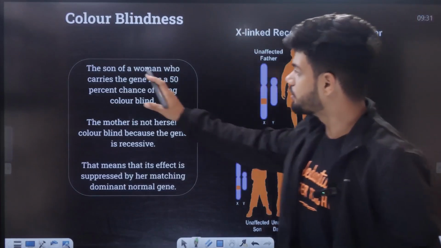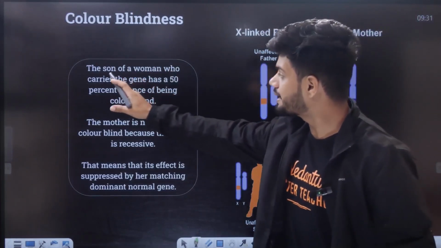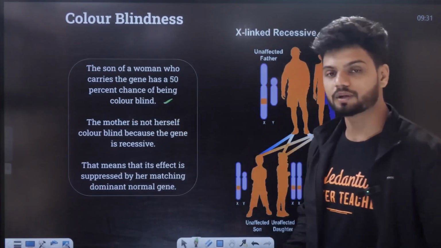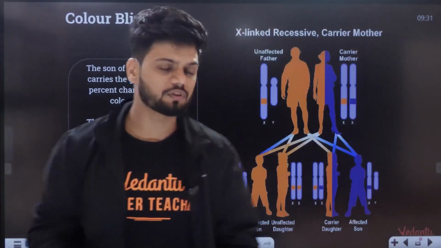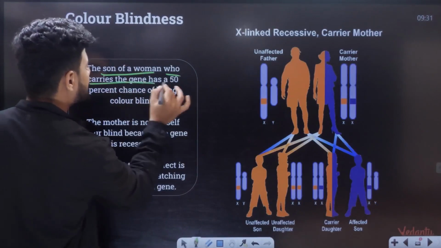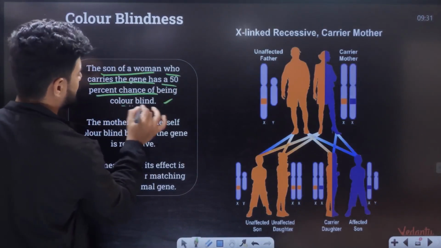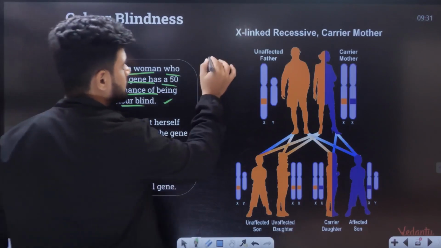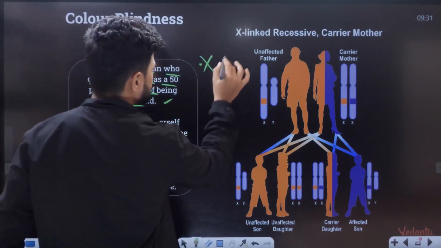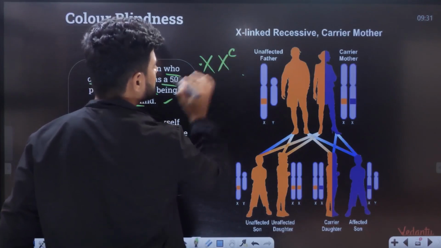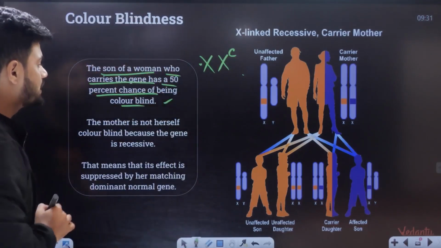Now the son of a woman who carries the gene has a 50% chance of being colorblind. For example, I have a female here. The son of a woman who carries the gene has a 50% chance of being colorblind. Let's say the female is XX and she is carrying a genetic disorder. She's a carrier.